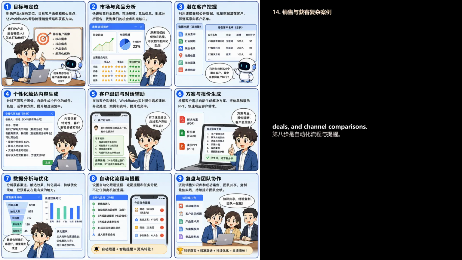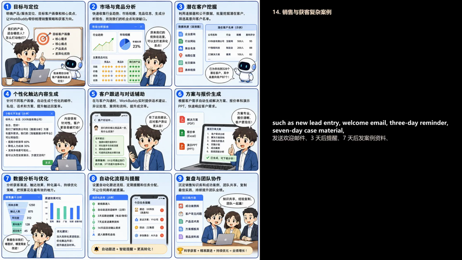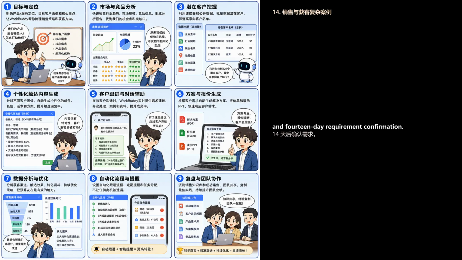The eighth step is automated workflows and reminders. You can set automatic follow-up processes, regular reminders, and task assignments, such as new lead entry, welcome email, 3-day reminder, 7-day case material, and 14-day requirement confirmation. Automation should be moderate and should not become harassment.